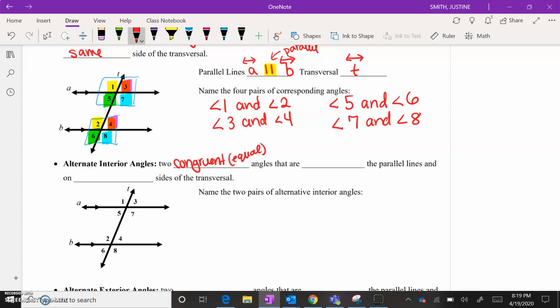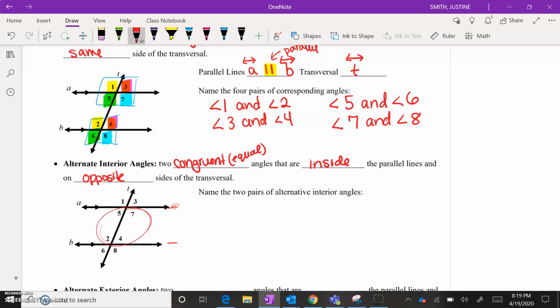Oh, sorry. This is what happens when I have to do this late at night after my children have taken all my energy. Two congruent angles that are inside. Here we go. Okay, the parallel lines. So these are the two parallel lines, right? And we're looking at the angles that are inside the parallel lines. And on opposite sides of the transversal, okay?